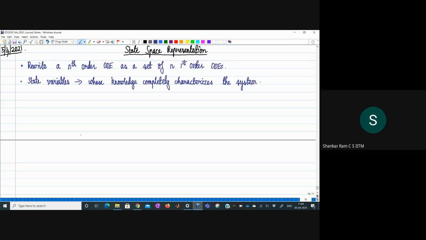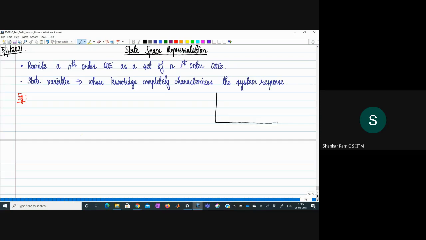For example, let's say we have a car moving along the longitudinal direction. Let's say we know its position and speed. Those may be enough to characterize the state of the car at each and every instant of time. Those are what are called state variables. So the basic idea behind the state space representation is for us to identify as many state variables as the order of the system, and then rewrite this nth order ODE as n first order ODEs. Let me explain this entire process using an example.